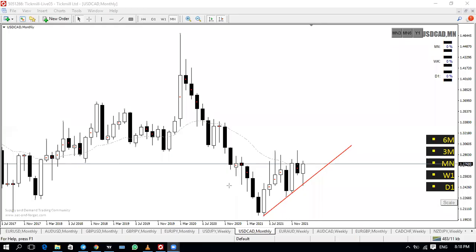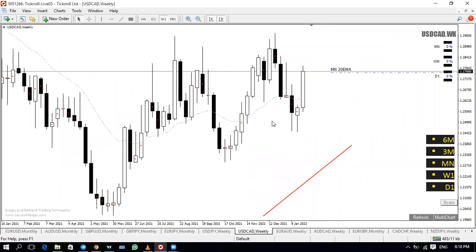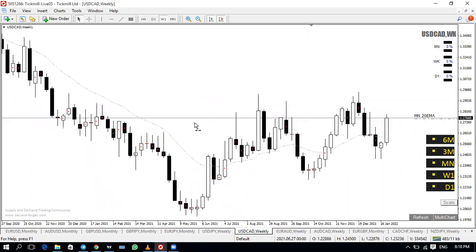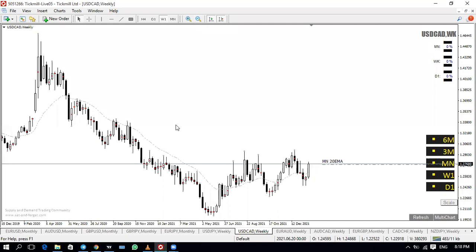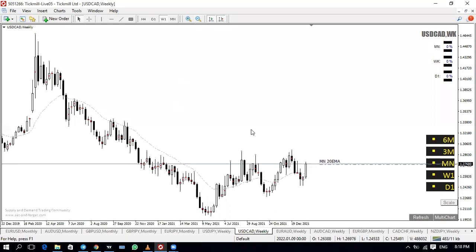Okay, we have a bullish trend on dollar CAD. So let's see what's happening on the weekly time frame. Also remember, this is the weekly time frame. Monthly is bullish, and on the weekly time frame, the momentum started to shift from bearish to bullish.